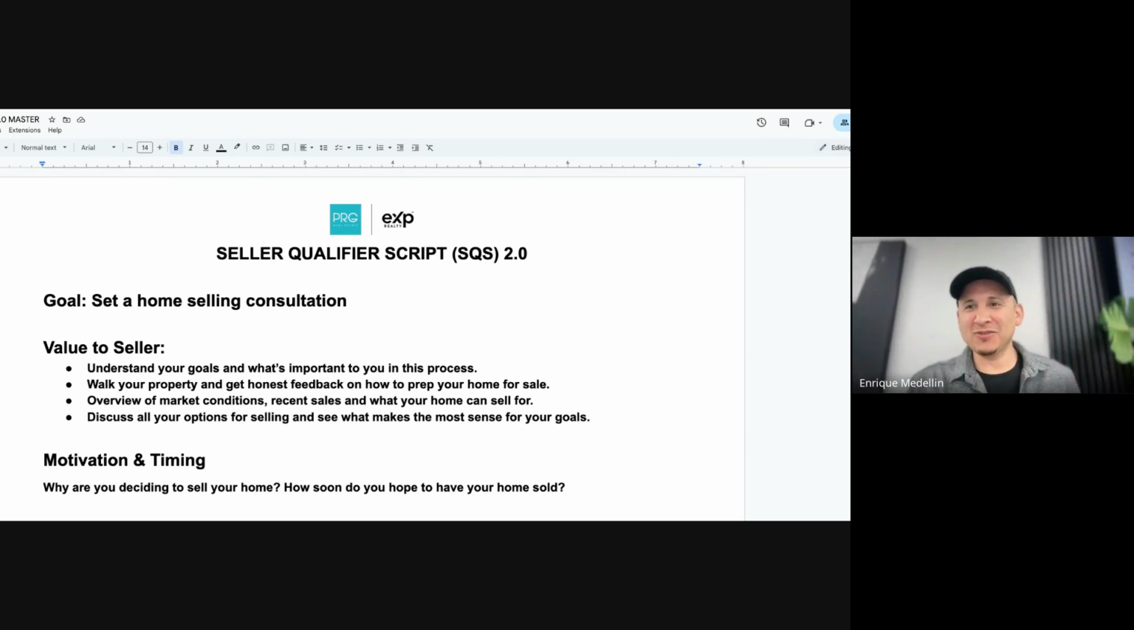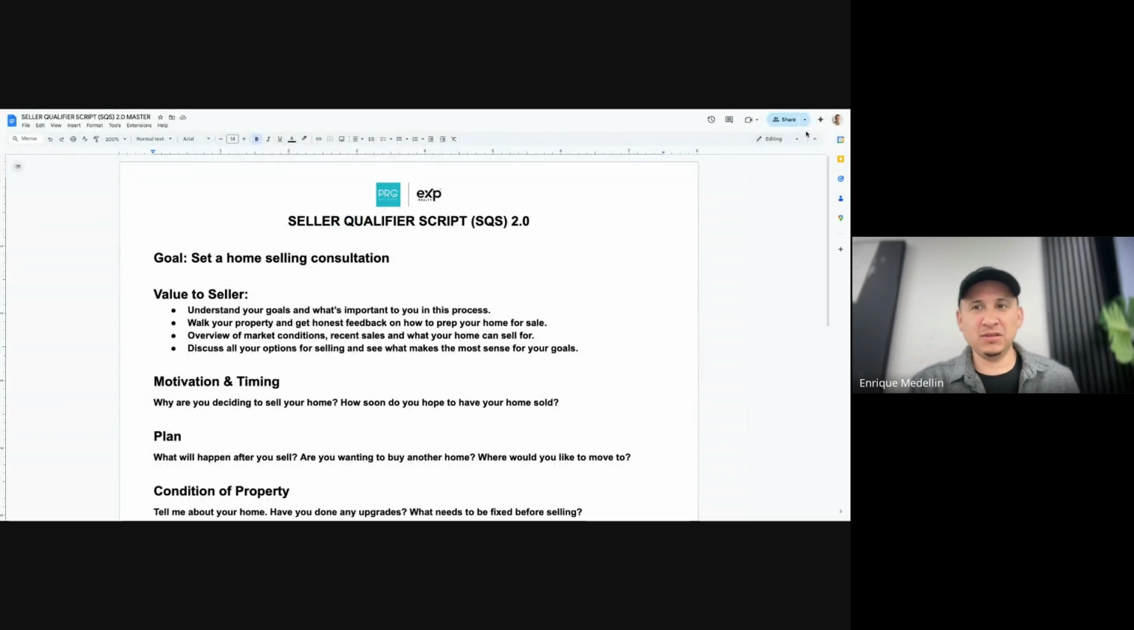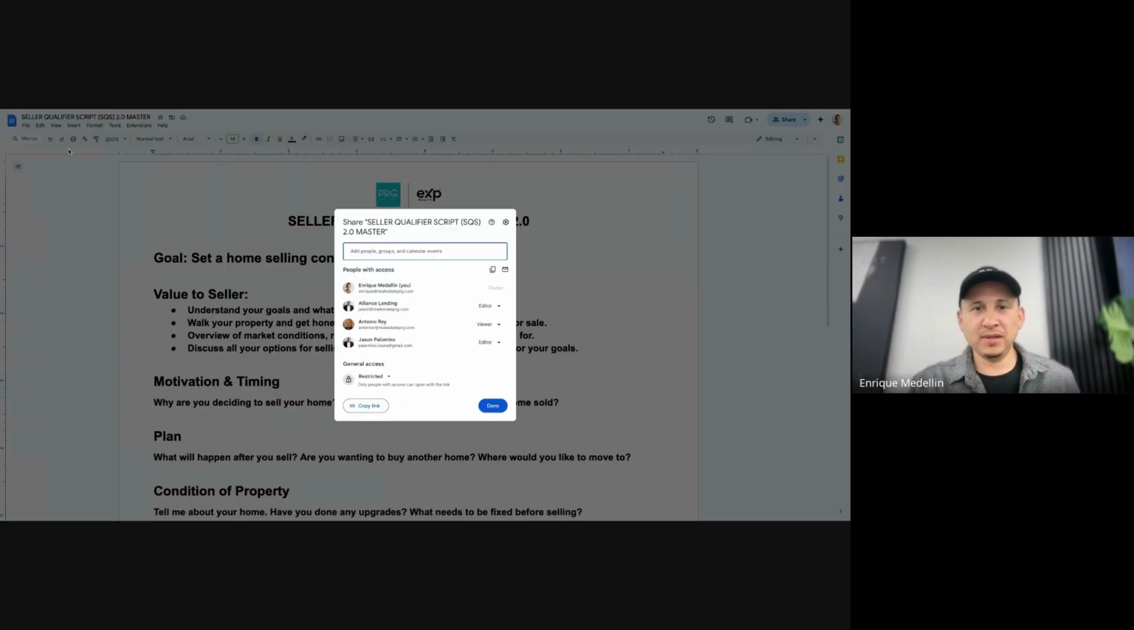I'll put the link to this right now in Slack if you guys want to have it in front of you. How do we do this? Let's see. Share. Anyone with the link can view only, so you won't be able to edit it. You'll just have to make a copy. So everyone, seller SQS 2.0.